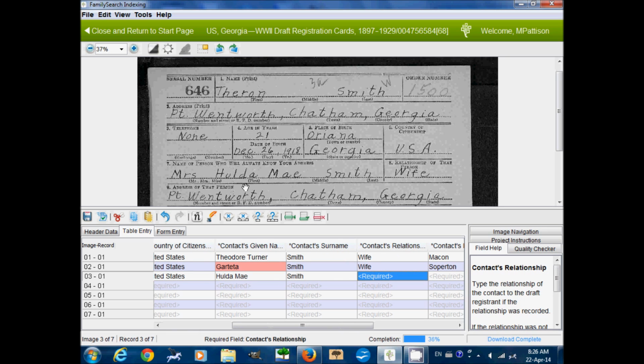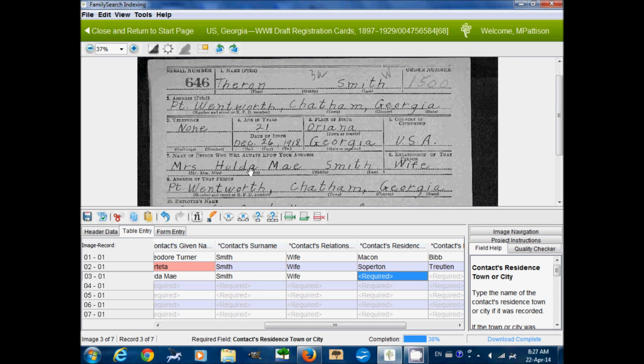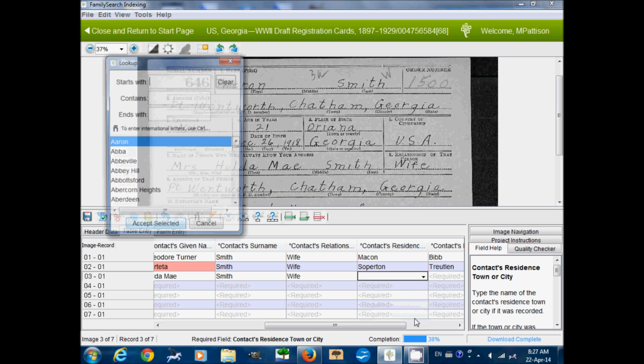Hulda May Smith. Wife, Mrs. does not get put in anywhere. Okay, now we have the contact's residence, town or city, and this says something like point or port. I'm not sure what that PT is. PT Wentworth. So I'm going to see if that's actually the name of a town.